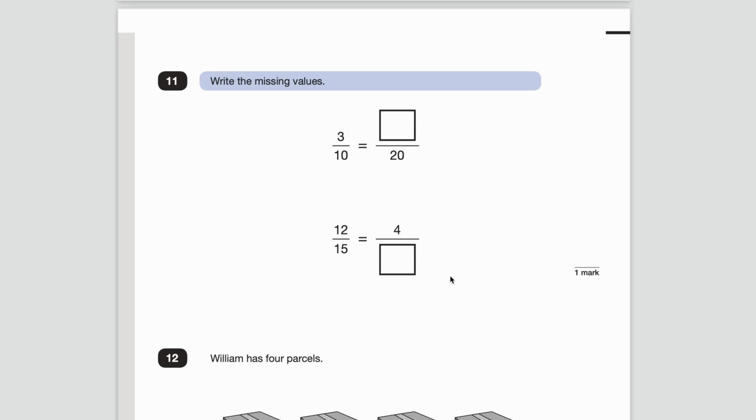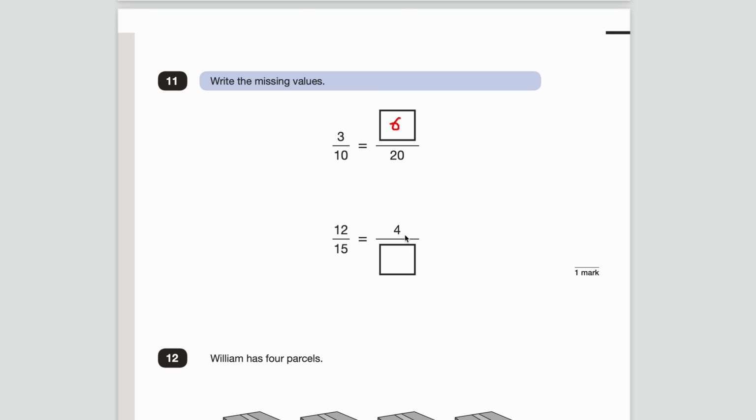Bargain. Number 11. It looks like we're doing equivalent fractions here, but let's have a look. 3/10 is the same as something 20ths. So we can see a pattern here. The denominator is twice as big. So if we want an equivalent fraction, which is what it's asking for, we need to make sure that our numerator is twice as big as well. So 3 times 2 is 6. 6/20ths is exactly the same as 3/10.